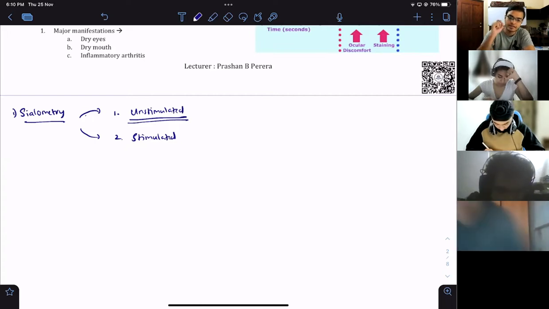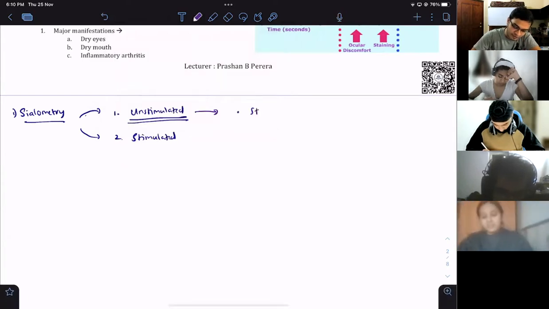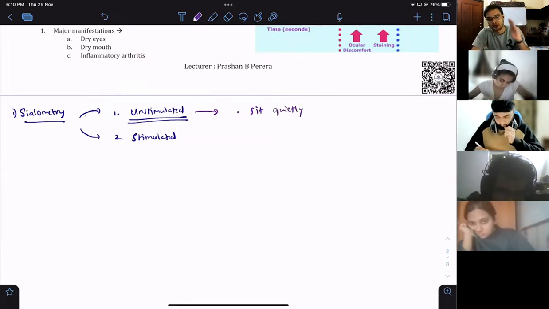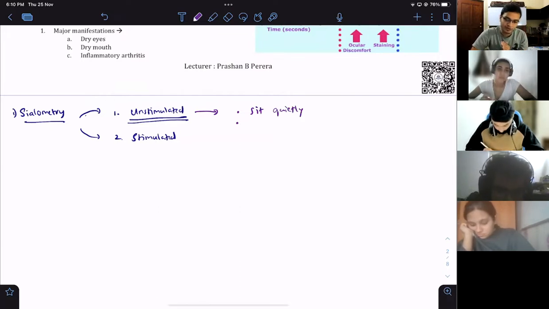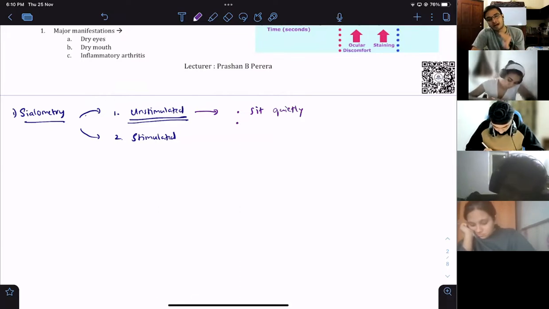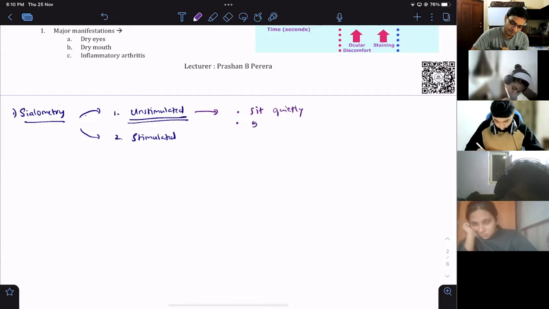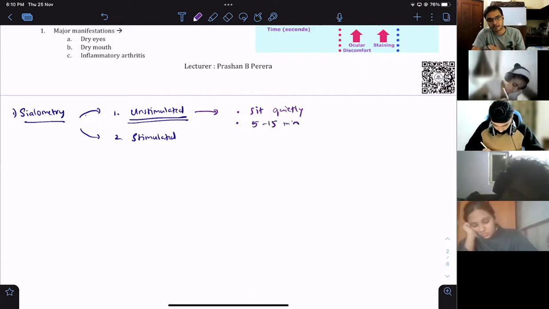Unstimulated sialometry. Here, guys, what do we tell the patient to do? Nothing complex. We tell them to sit quietly. You can write this down. Sit quietly. No talking or chewing, right? And whatever saliva that comes into their mouth, right? Spit it out into a small tube, right? For about 15 minutes, for 5 to 15. Usually we take it for 15 minutes, right? Whatever saliva that comes into the mouth, spit it out. No talking, no chewing, nothing. Okay.